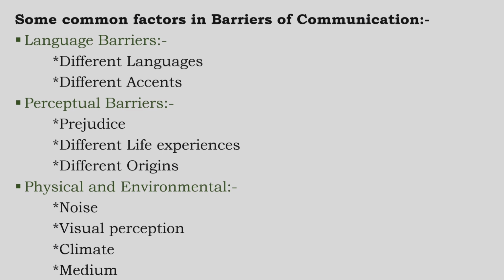Physical barriers refer to the tangible obstacles that hinder communication. Examples include distance or location, noise or distractions, physical disabilities or limitations, technology issues, or equipment failure. Environmental barriers, on the other hand, are the external factors that affect communication. These can include lighting or visibility issues, temperature or comfort levels, that is, climate, cultural or linguistic differences, time constraints, or deadlines.